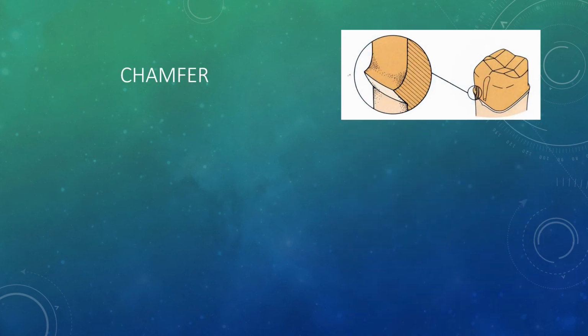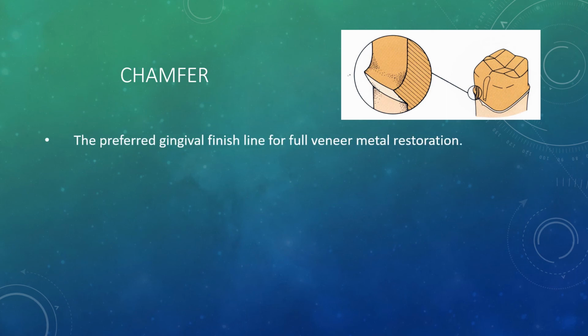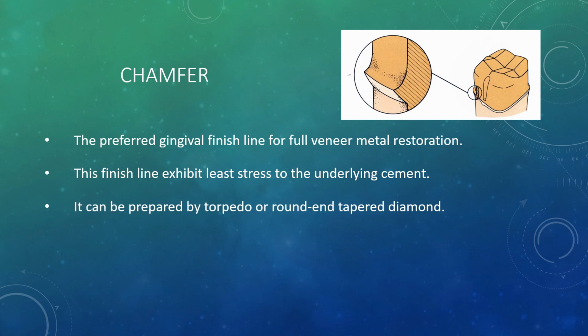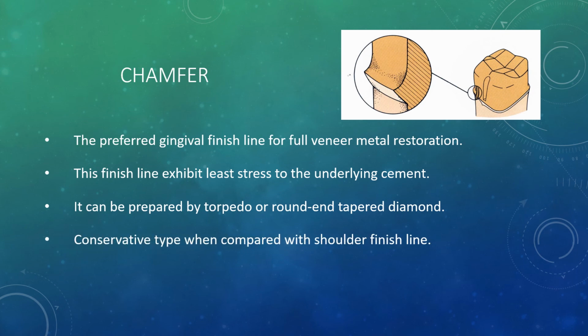So the first one is your chamfer finish line. Briefly, you need to understand that for metal restorations it is a different finish line. For all ceramic restorations it's a different finish line. For porcelain fused metals it's a different finish line. And chamfer is supposed to be the most preferred finish line, and it is usually given in a metal restoration, because it exhibits less stress to the underlying cement, and it can be prepared with a torpedo diamond bur or a round and tapered bur.